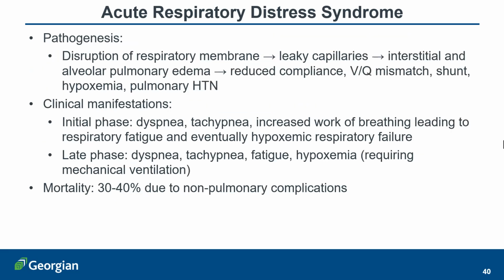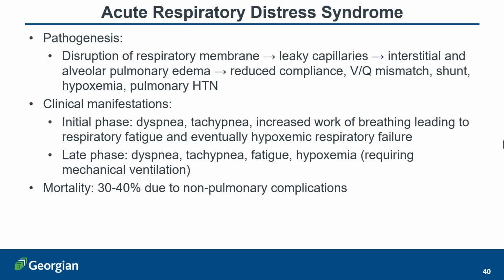The pathogenesis that we will try to explain, in order to see why pulmonary edema, non-cardiogenic pulmonary edema, is a feature, is that for ARDS, the main pathogenic mechanism is the disruption of the respiratory membrane. Now you have leaky capillaries, and a lot of fluid gets exudated from these leaky capillaries, resulting in pulmonary edema, which in turn leads to reduced compliance, ventilation perfusion mismatch.